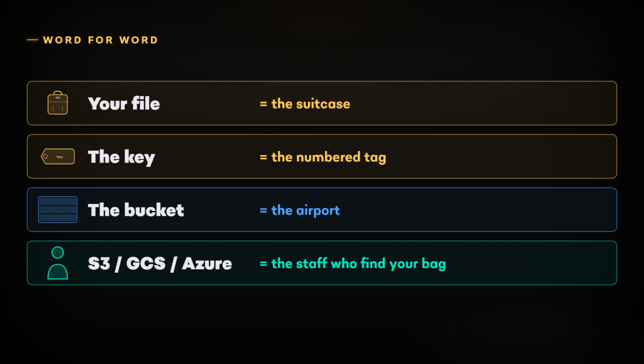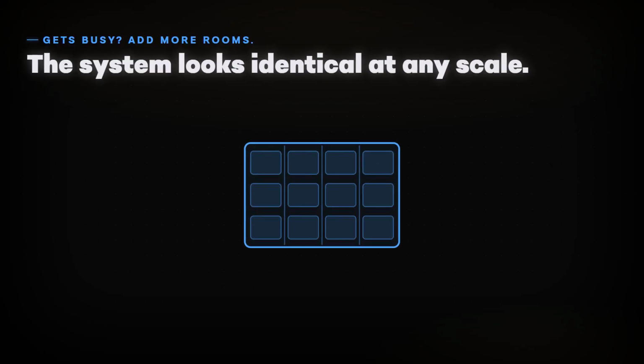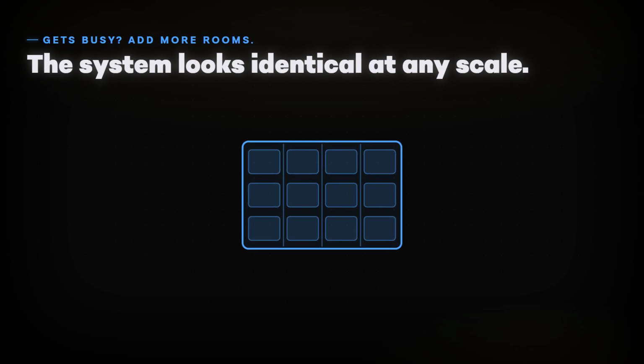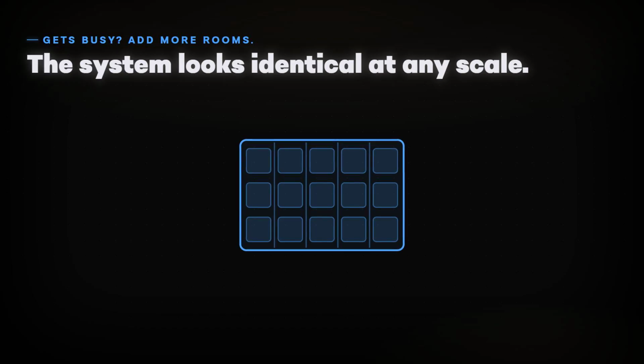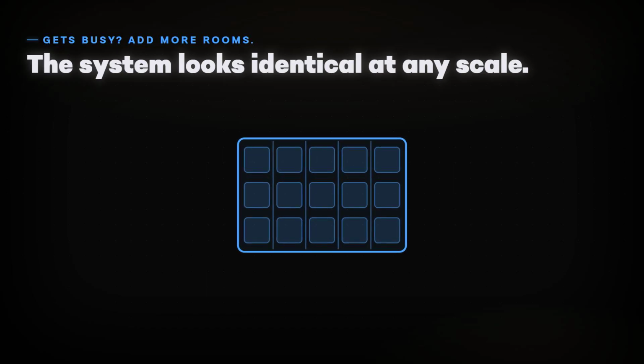Your file is the suitcase. The key, like photo/anita.jpg, is the number tag. The bucket is the airport. And the staff behind the counter, that's S3 or Google Cloud Storage or Azure Blob Storage, doing the work of figuring out which shelf in which warehouse your bag actually lives on.